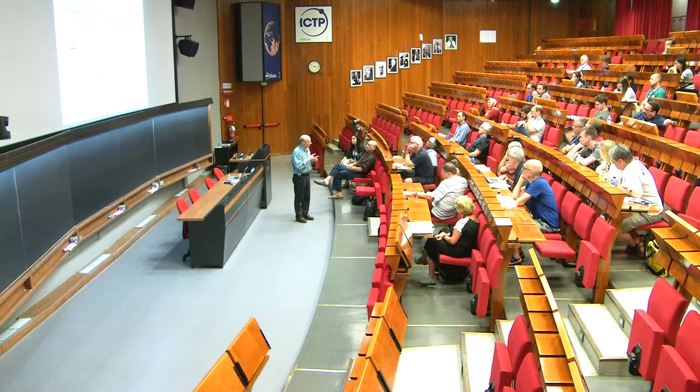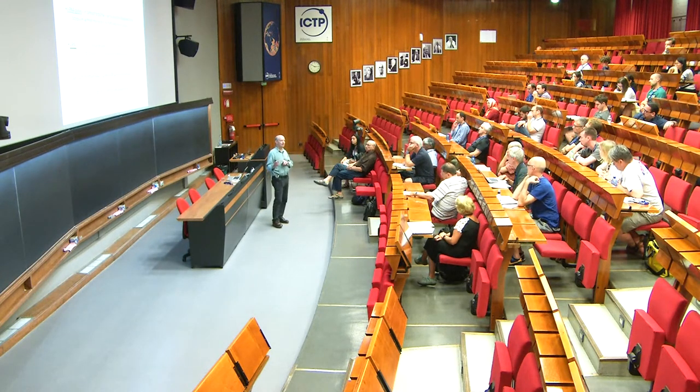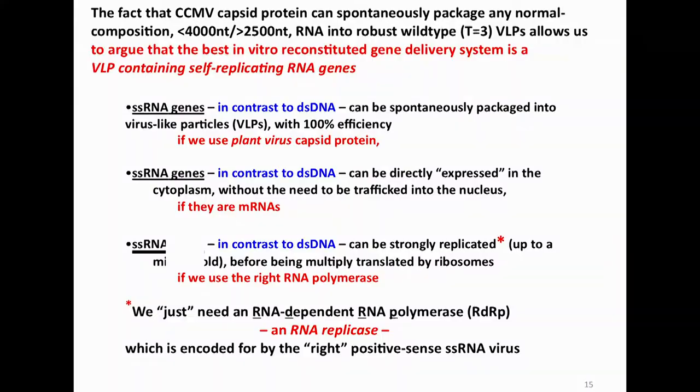So genomes of positive sense RNA viruses code for an enzyme that wouldn't be found in the cell otherwise, namely an RNA-dependent RNA polymerase. It's an RNA replicase. And that replicase messenger RNA codes for the enzyme that replicates it. The whole genome is replicated by the RNA-dependent RNA polymerase gene product that's one of the few genes of the RNA virus, okay? So here's our strategy.